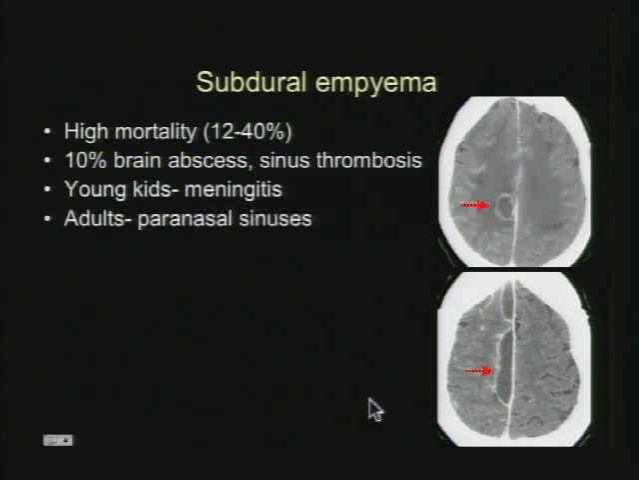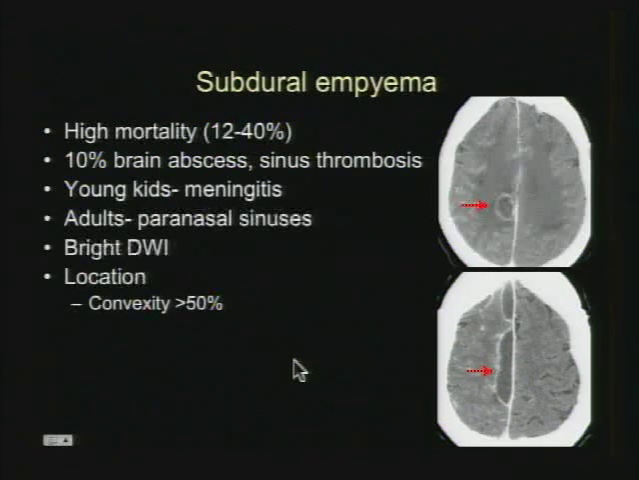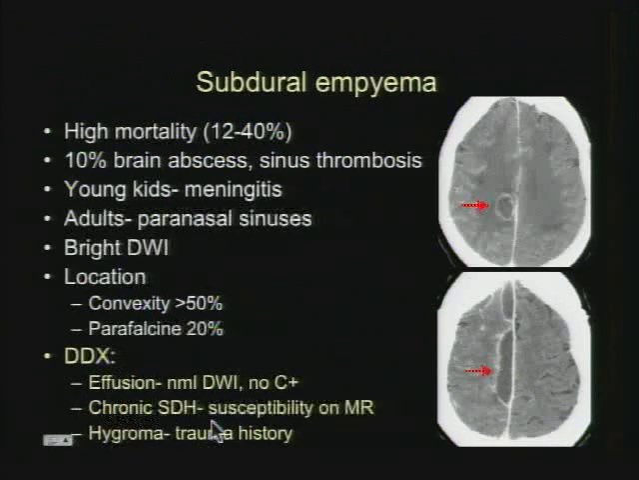However, in adults, they often extend from the paranasal sinuses like the epidural empyema. They're going to be bright on diffusion, and the location is commonly over the convexity, but can also be parafalcine. So the main differential considerations are the subdural effusion that we discussed. Chronic subdurals can be a mimicker because they can enhance and they can have funny diffusion characteristics because of the blood products. So look at the T1 sequence, look for evidence for susceptibility, and know the history.